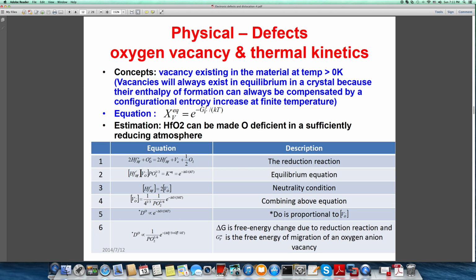finally, we can determine the diffusion coefficient of the oxygen vacancy and the relation to pressure, temperature, and the Gibbs energy. So basically, for the oxygen vacancy model, we can base it on the thermodynamics and the oxidation reaction, and just think about the electronegativity behavior, and then we can conclude and systematically estimate the oxygen vacancy concentration for a material.